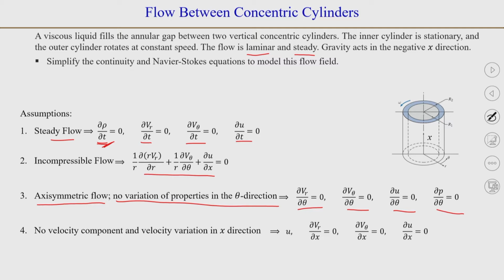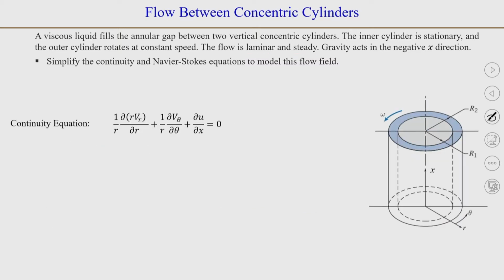And we will neglect the velocity component in the x direction, even if there would have been any flow along the x direction. So, we will neglect that, and there are no gradients along the x direction. So, ∂/∂x of v_r, v_θ and u, which is the axial velocity component, are 0. Okay. Now, let us start with simplifying the continuity equation.